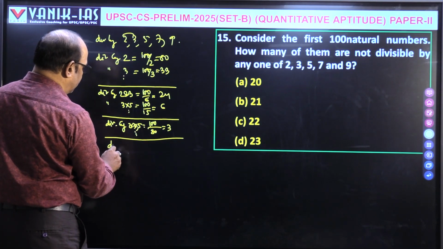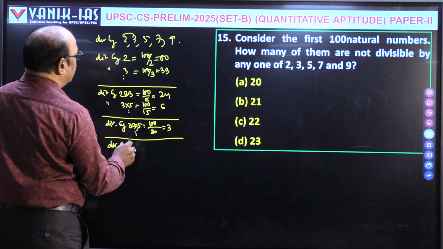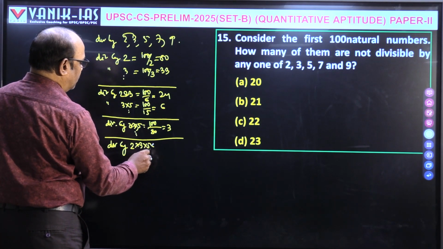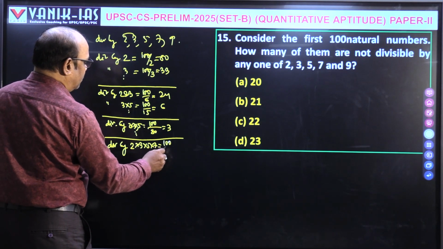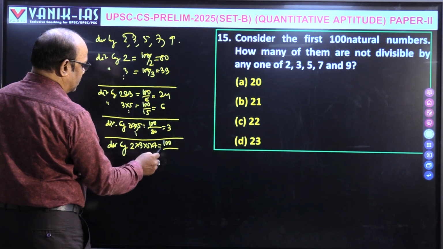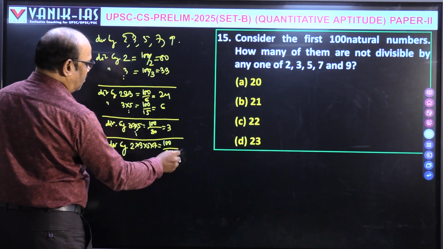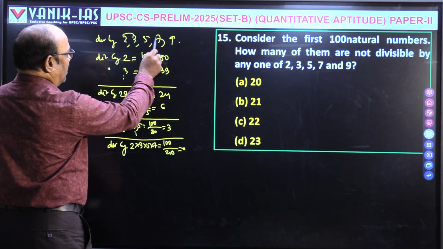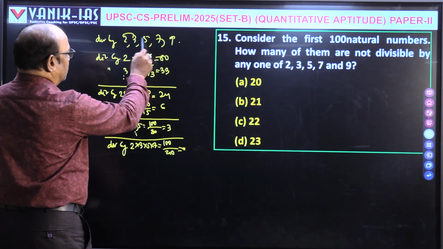Similarly, divisible by 4 numbers: 2, 3, 5, 7. 100 divided by the LCM 210: there are no numbers, so 0. Similarly for 2, 3, 5, 7, 9, and so on.